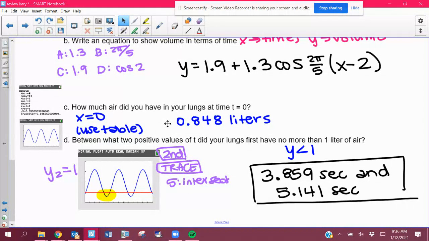I got 0.848. And then for this next piece, between what two positive values of t did your lungs have no more than 1 liter of air? Well, that's here. If you're going to put in y2 equals 1 in your graph, find these two intersection points, and those are the two values where you were underneath 1 liter of air. So 3.859 seconds and 5.141 seconds.